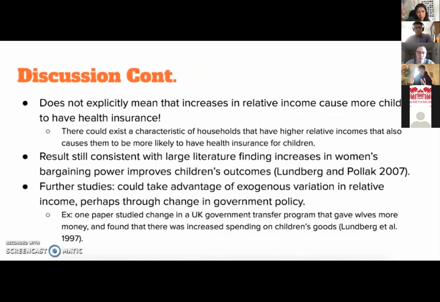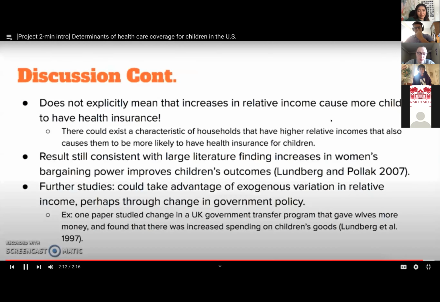The largest drawback is I obviously was not able to find a causal relationship. I couldn't say that increasing women's share of total income would improve the chances that a child had healthcare coverage, but it's still consistent with the larger literature that found that increases in women's bargaining power and their spending amount improved their children's outcome more than increases in fathers' bargaining power did. And further studies could look to take advantage of some sort of exogenous shift in relative income in households to prove a truly causal relationship between these two different things.